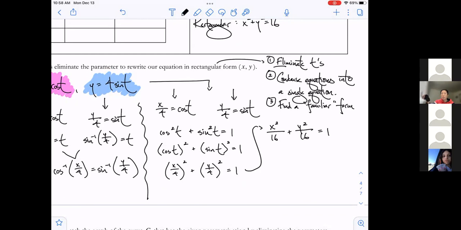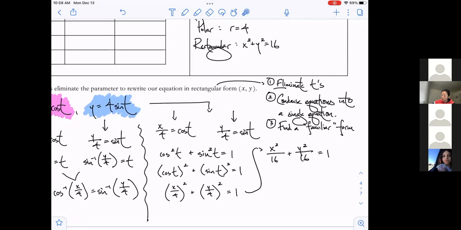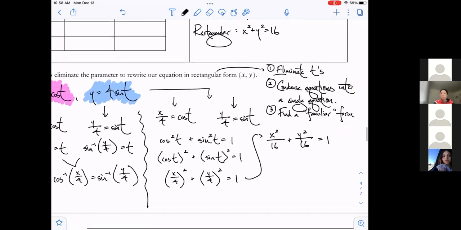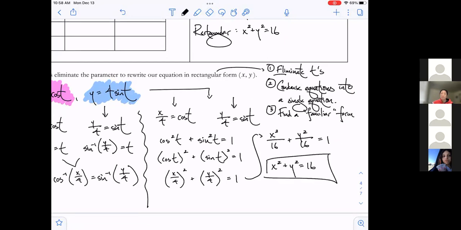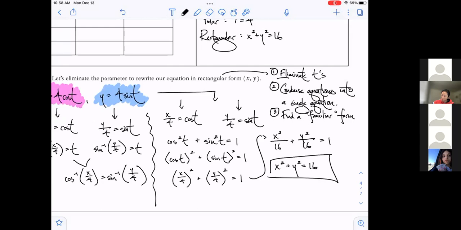And then we just have one last thing to do in order to make this look like the familiar form, right? If we multiply everything by 16, x squared plus y squared equals 16.